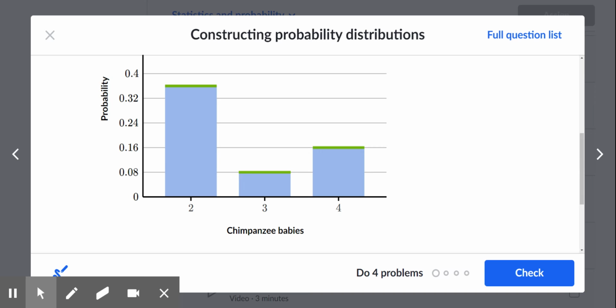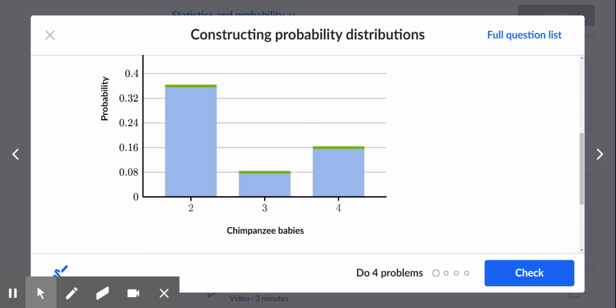Now I want to show you something. Here you have 0.36. Here you have 0.16. If you add those two, 0.36 plus 0.16, you will have 0.52. Guess what? What is 0.52 plus 0.48? You got it. It goes to 1.